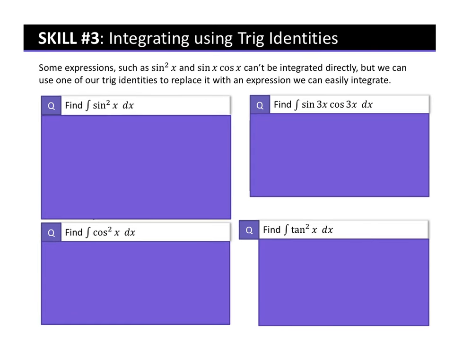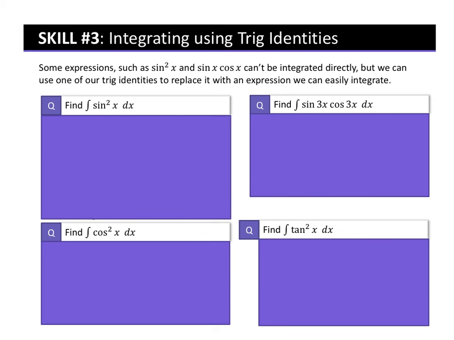Okay, integrating using trig identities. Sometimes we don't know how to integrate sine squared x yet in Pure 3, other than by using a trig identity. So you need to get that sheet in front of you. I think it was page 71.